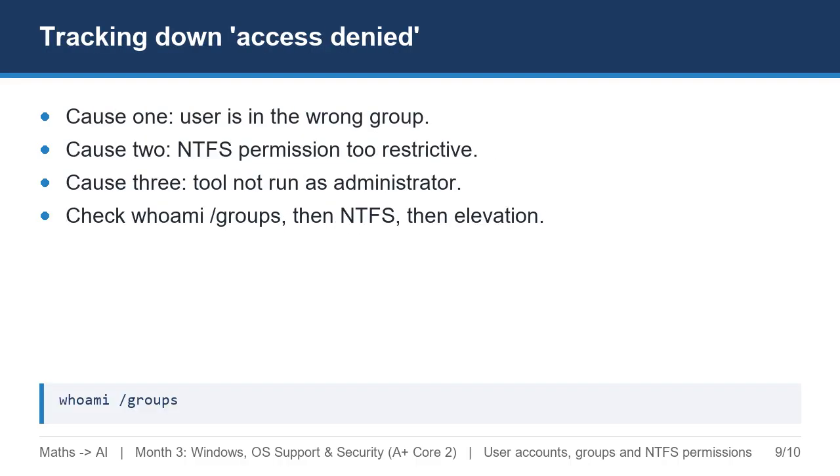Most access denied tickets come down to one of three things. 1. The user is in the wrong group. 2. An NTFS permission is too restrictive. 3. They simply didn't run the tool as administrator. So work it in order. First, check group membership with whoami /groups. Then look at the folder's NTFS permissions with ICACLS. Then confirm whether elevation was needed. That sequence solves the vast majority of access problems.